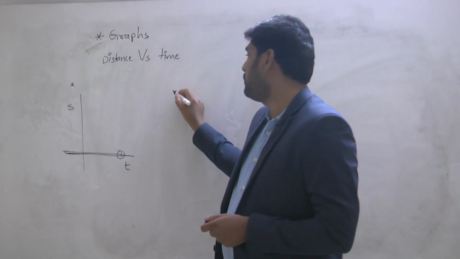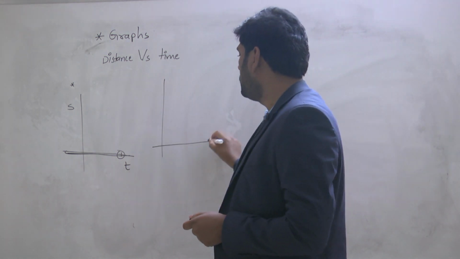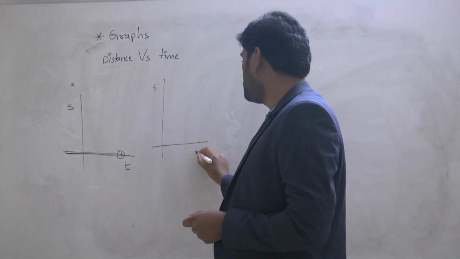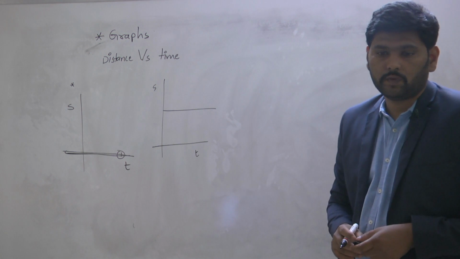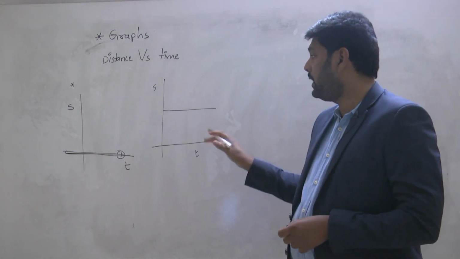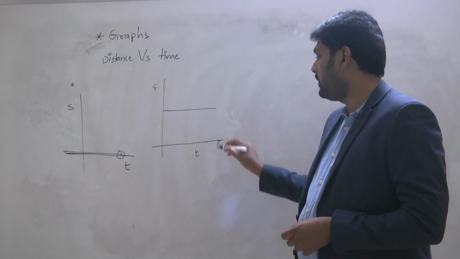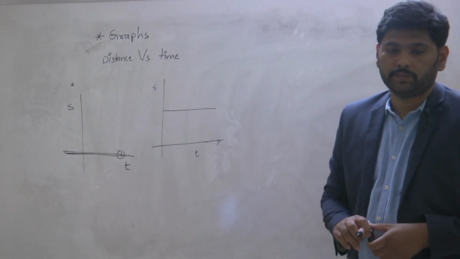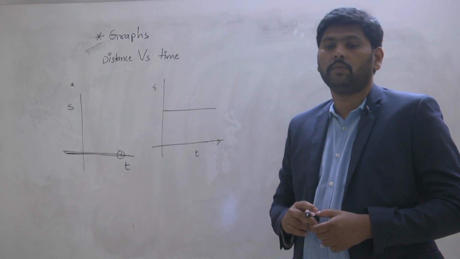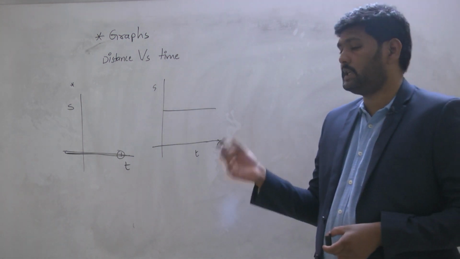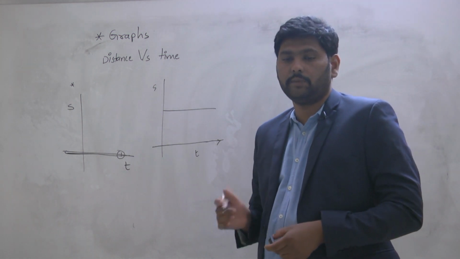One more graph I have given. This is the distance versus time graph, and this line is parallel to the time axis. Any graph parallel to the time axis gives the information that the object is at rest and it is some distance away from the observer. Very good.